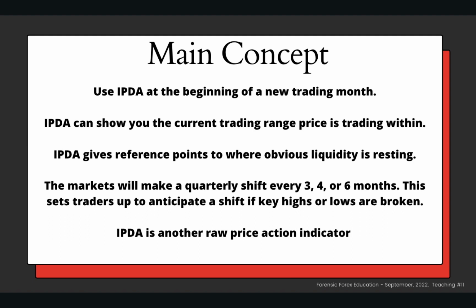The market will make a quarterly shift every 3, 4, or 6 months. This sets traders up to anticipate a quarterly shift if key highs or lows are broken. IPDA is another raw price action indicator. Let's take a look at some IPDA magic.